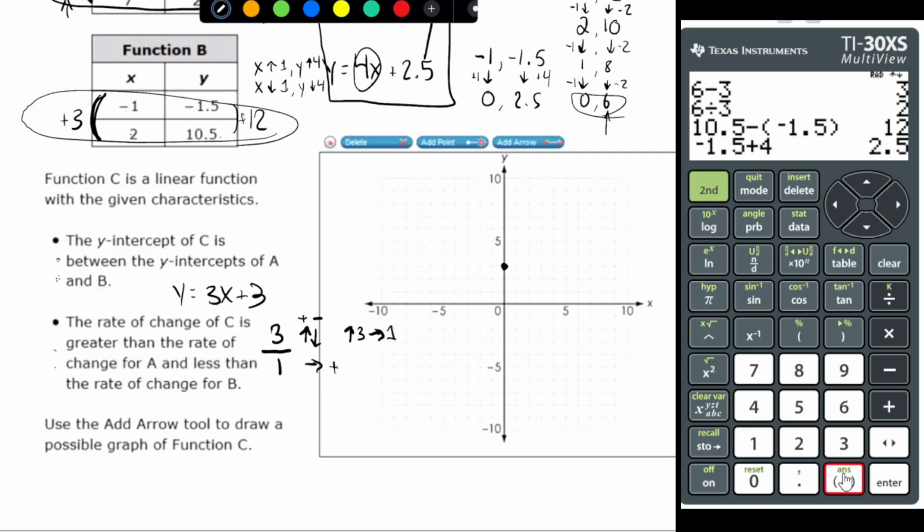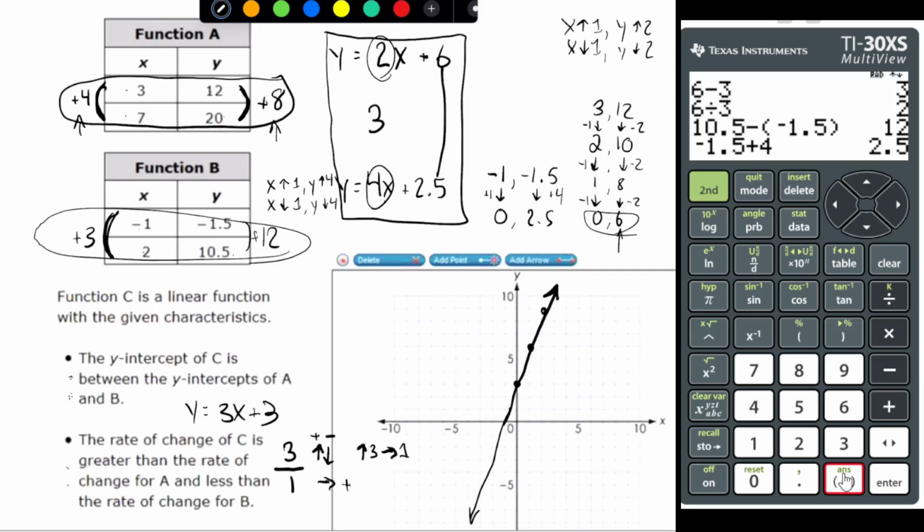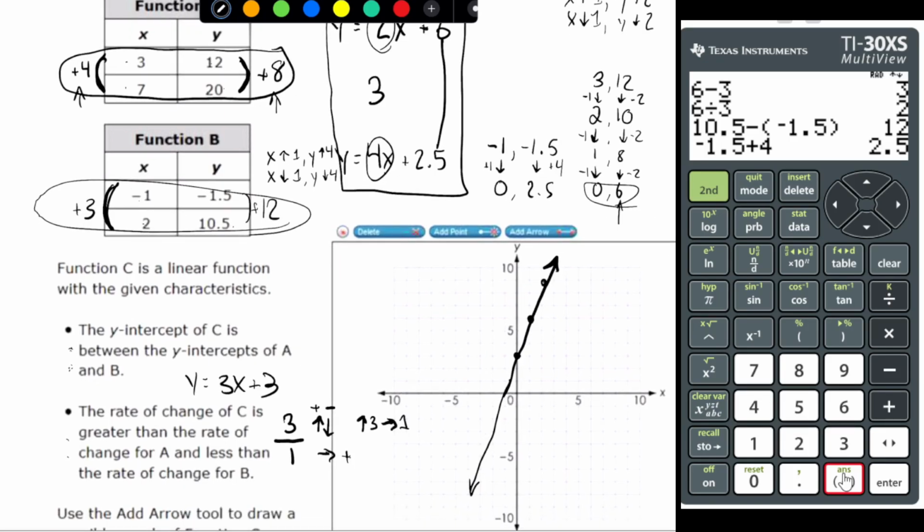So we're going to take the point that we started with, our y-intercept. We're going to go 1, 2, 3 up and right 1. 1, 2, 3 up, right 1. And I don't exactly know how the add arrow tool works, but your arrow should look something like this. And that'll be that. So find your slope, find your y-intercept, and then just follow the directions.